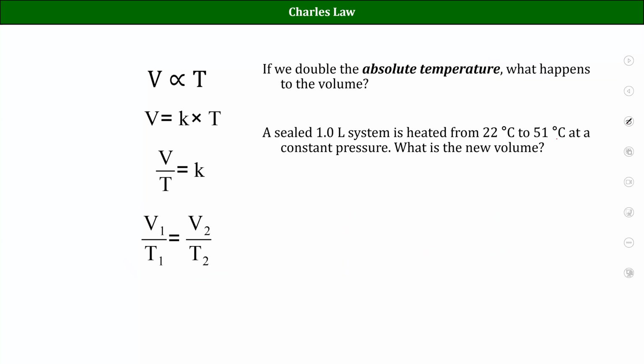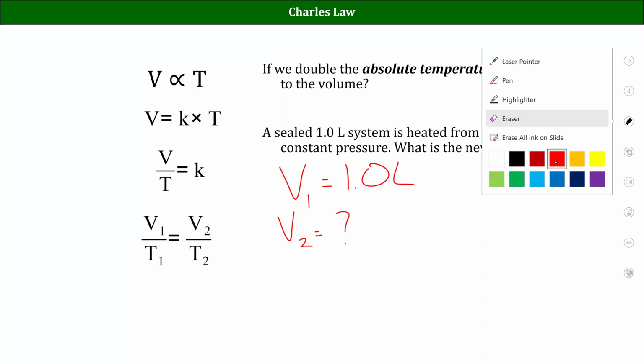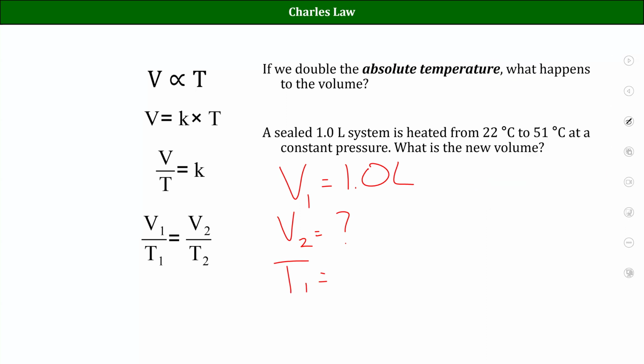All right, so let's do a practice problem. A sealed 1 liter system is heated from 22 Celsius to 51 Celsius at a constant pressure. What's the new volume? So volume 1 is 1.0 liters. Volume 2, we're trying to find. Temperature 1, actually, let me write it down here: 22 degrees Celsius. Temperature 2 is 51 degrees Celsius.